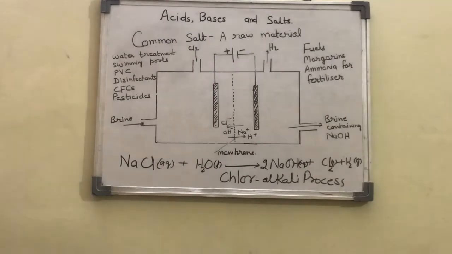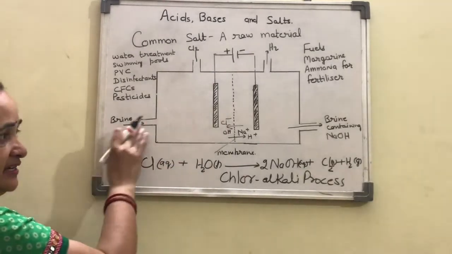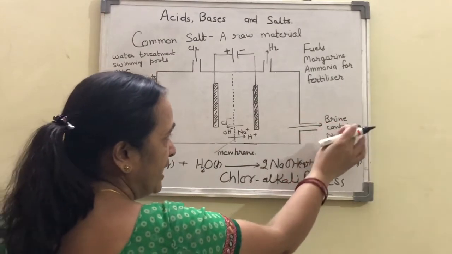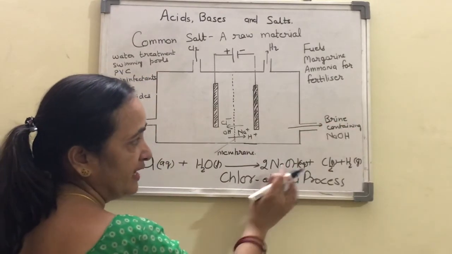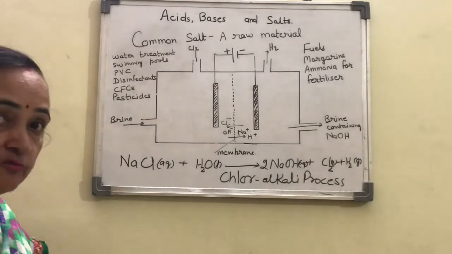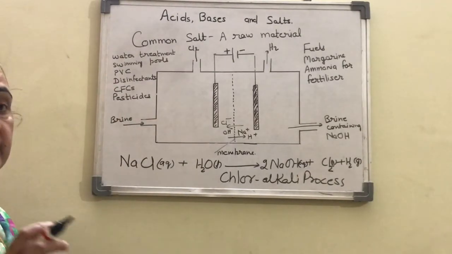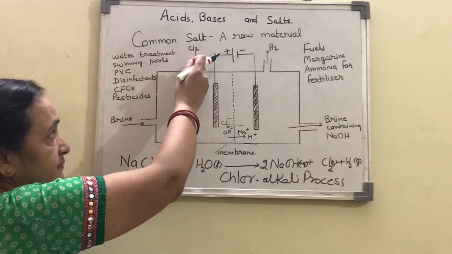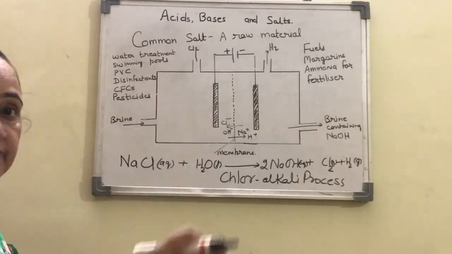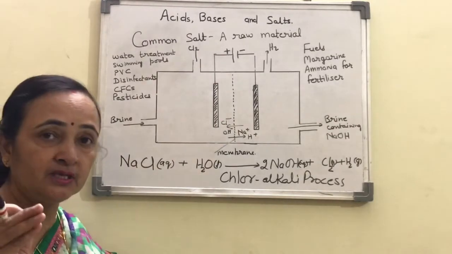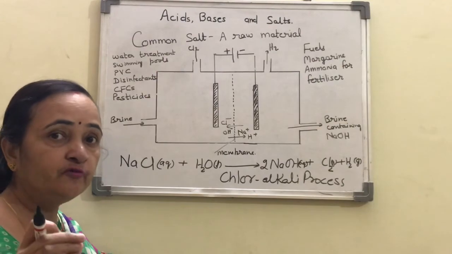So here you can see the sodium hydroxide will be collected this side, okay. Then you can see the arrangement here clearly. Brine is entering from here, and then here the solution which we are getting, brine containing sodium hydroxide. This sodium hydroxide we can collect from here. Now one thing is very special in this arrangement, that hydrogen gas and chlorine gas are formed as the byproduct, and they are very, very useful for us.